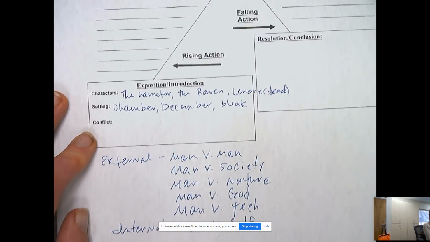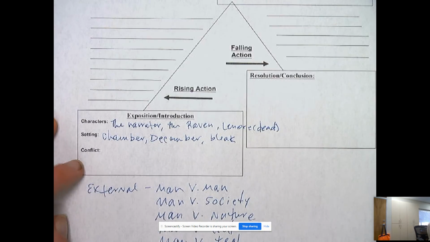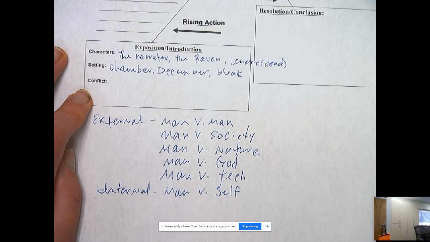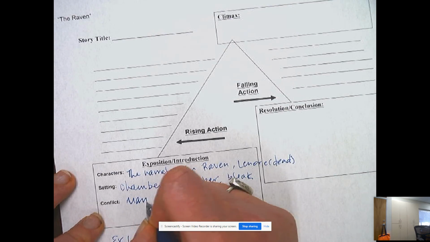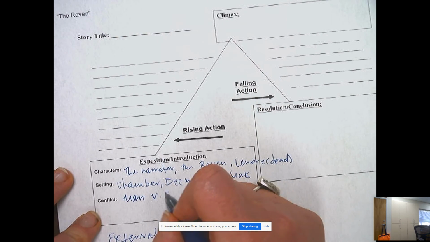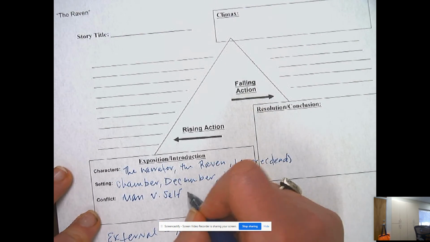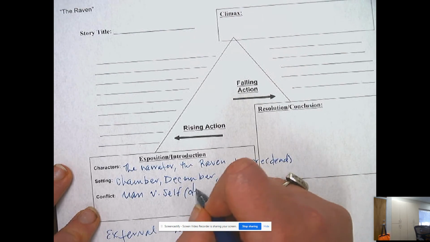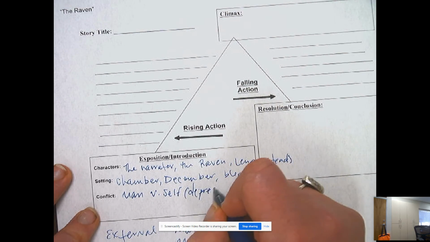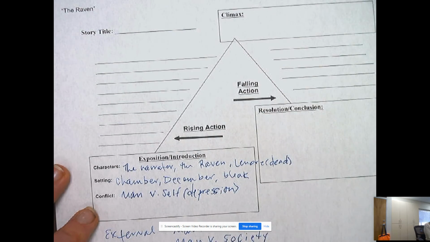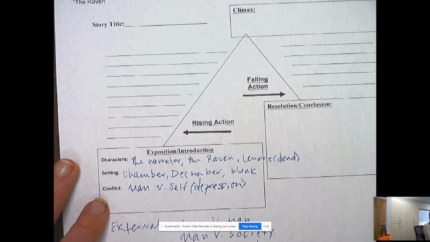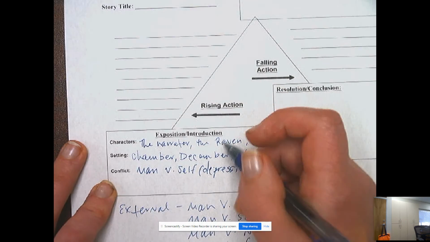So, which conflict do we have here in the Raven? We definitely have man versus self. His depression over his lost love is his main conflict. This is the biggest issue that he has.